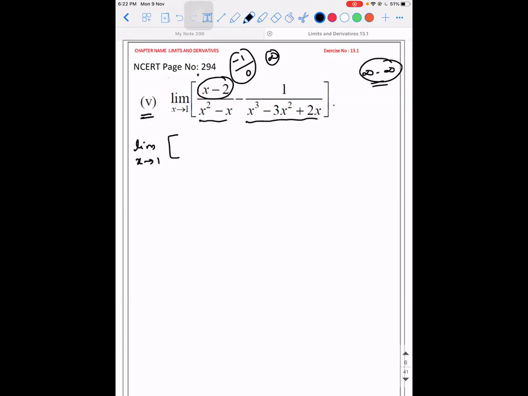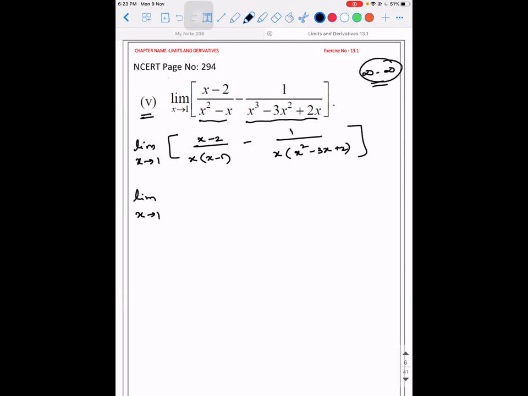So what are we supposed to do? We need to first simplify and then proceed. See what I'm going to do. In the denominator I'm able to see x common, x into x minus 1, divided by this x cube minus 3x square plus 2x. How can you write it in terms of x minus 1? It is not x minus 1 the whole square. If I take out x common, then it is x square minus 3x plus 2.